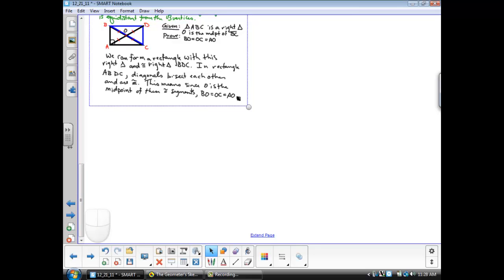Theorem 5.16 tells us how you prove that a parallelogram is a rectangle. We know by definition if it has all 4 right angles, then it's a rectangle. But theorem 5.16 says it's enough to show that the parallelogram has one 90-degree angle, and then it must be a rectangle. So theorem 5.16, if an angle of a parallelogram is a right angle, then the parallelogram is a rectangle.